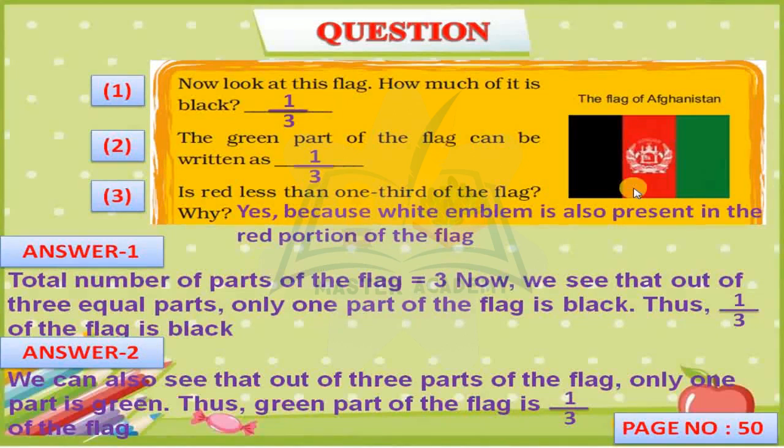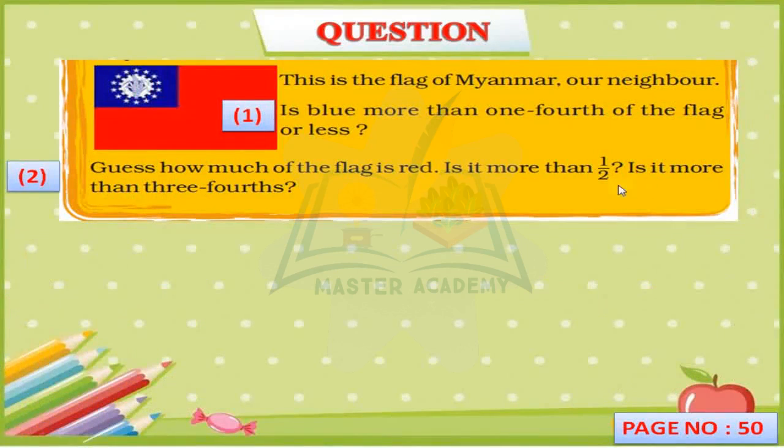So, we have discussed page number 50. Now we will continue with page number 50, the remaining portion. Understood? This is the flag of Myanmar, our neighbor. Our neighbor country, beta, Myanmar. This is our friend country, right? यह हमारी बाजू में, हमारे इंडिया के बाजू में ही ये कंट्री आई है. OK, this is the flag of Myanmar, our neighbor.